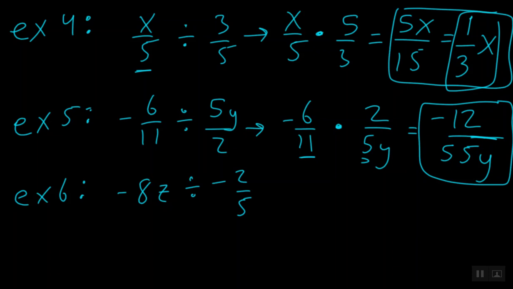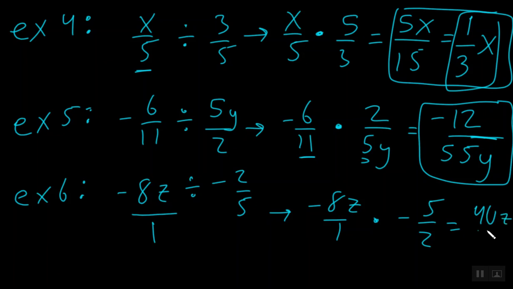Okay, here's our last and final example. We have negative 8z divided by negative 2/5. And recall, we take whole numbers, or in this case, we take whole terms, or whole variables, and we can put the whole thing over 1. And so what do we really have? We have negative 8z over 1 times negative 5 over 2. We know that two negatives make a positive, and 8z times 5 would be 40z over 1 times 2 is 2. And wait a second, what is 40 divided by 2? Well, that would give us 20z as our final answer. And that's our reduced form.